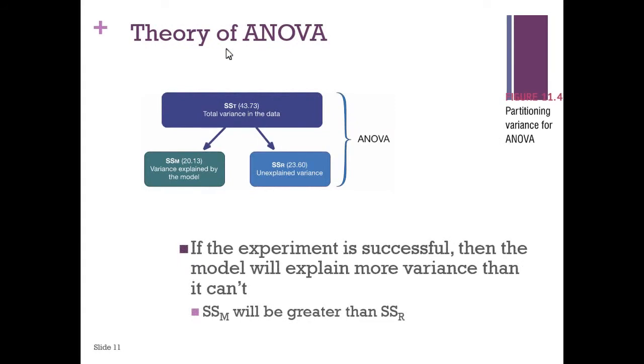So we got our total, breaking it in half. And that's what this picture is for. So we're taking that total variance in the data, and we're breaking it into two pieces. Variance explained by the model and variance unexplained by the model. So if the experiment is successful, then sum of squares model will be greater than sum of squares residual, with the caveat that you can't look at those numbers.